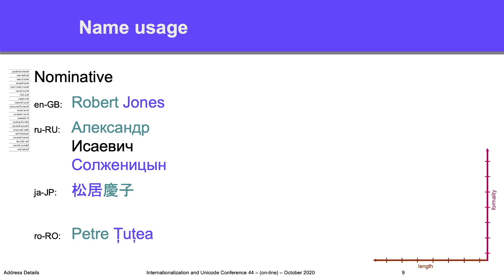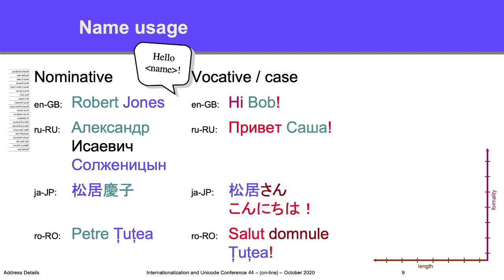But if you're talking not about someone, but to someone, there's a vocative case. How do you speak to them? If it's informal, it might be "Hi Bob" or "Spasiba Sasha," Sasha the nickname for Alexander. In a more formal case, it might be "Matsui-san konnichiwa," or for Peter Tutea, it might be "Salut domnule Tutea" in Romanian to say hello, Mr.